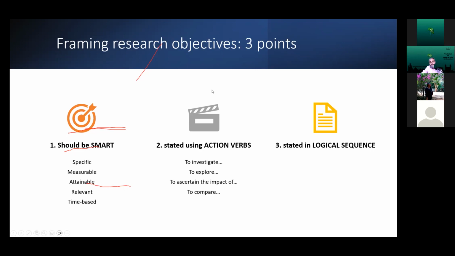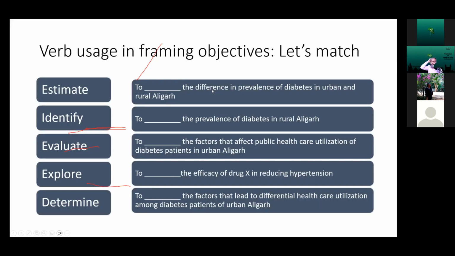Let's see some examples of these verbs. For example, these are the 5 verbs that are to be used in these 5 objectives. We are trying to frame it, and I have a list of verbs on the left side. To dash the difference in prevalence of diabetes in urban and rural Aligarh.